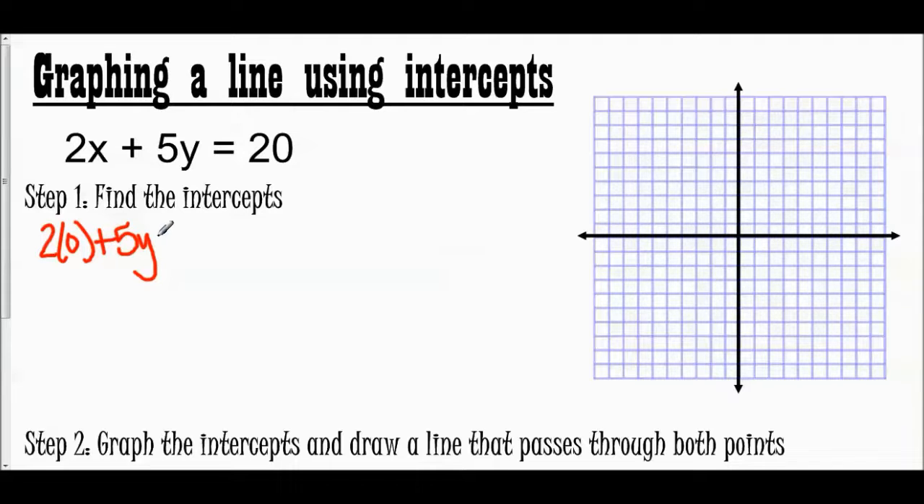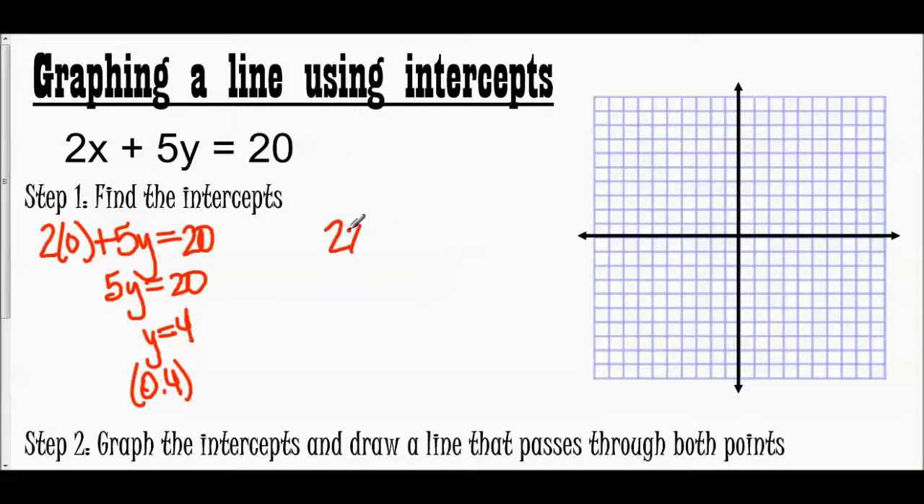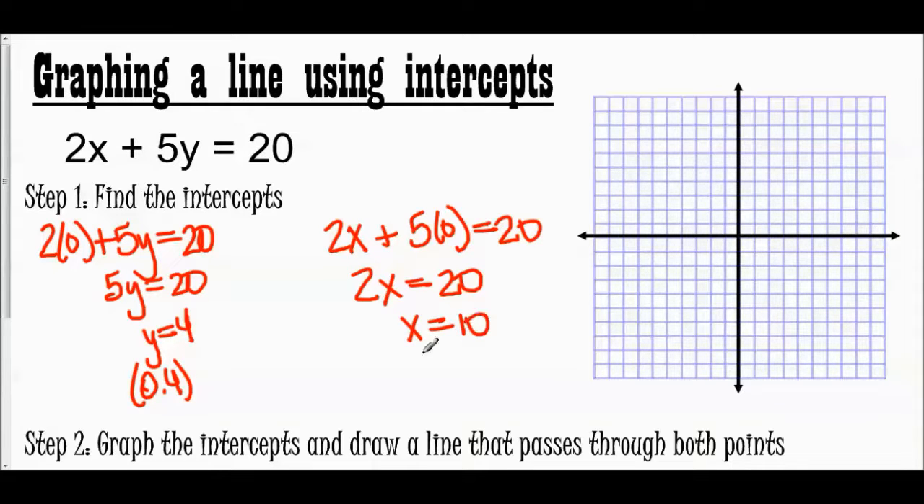2 times 0 plus 5y equals 20. So that's going to come down to be 5y equals 20. Y equals 4. So that is a coordinate of 0, 4. And then to find the other intercept, 2x plus 5 times 0 equals 20. So that comes down to be 2x equals 20. So x equals 10. And then that coordinate would be 10, 0.